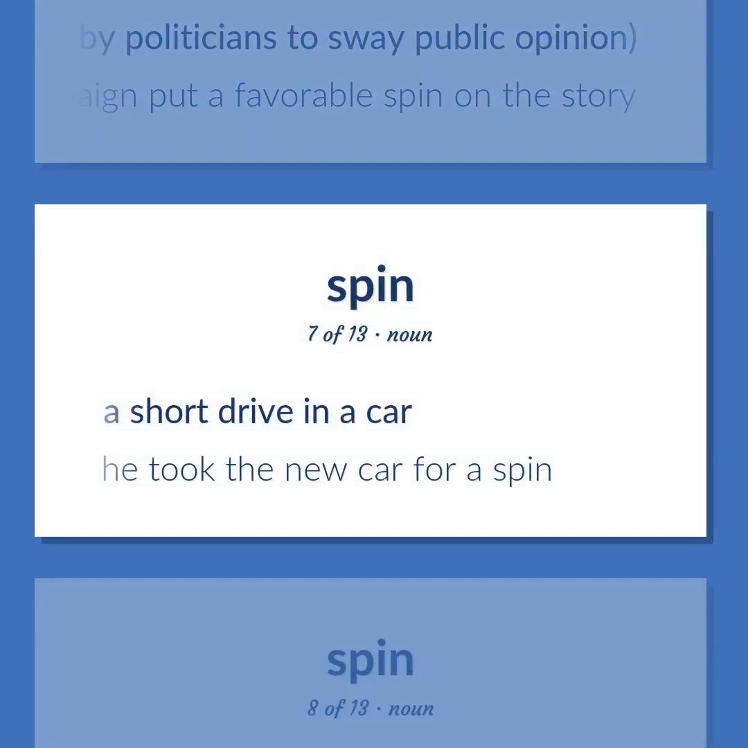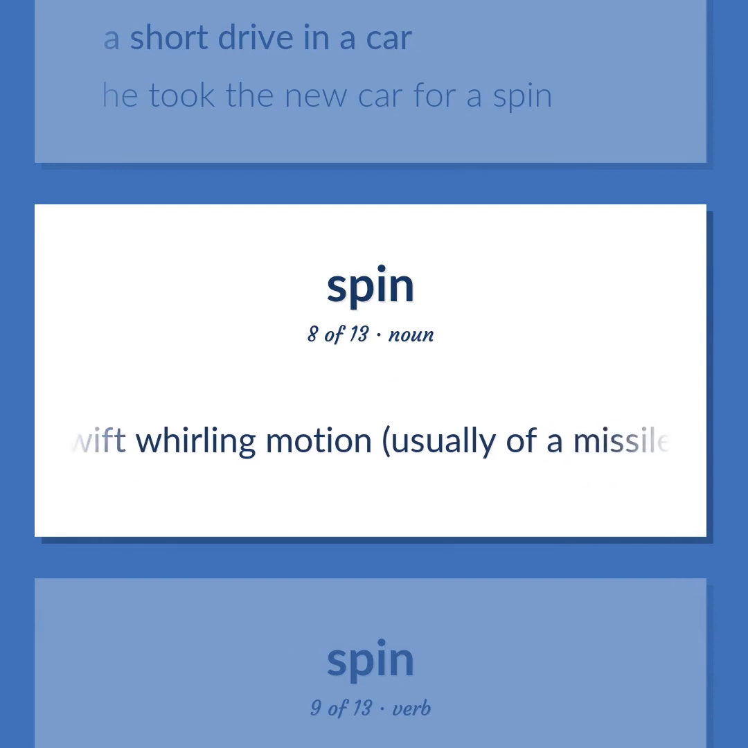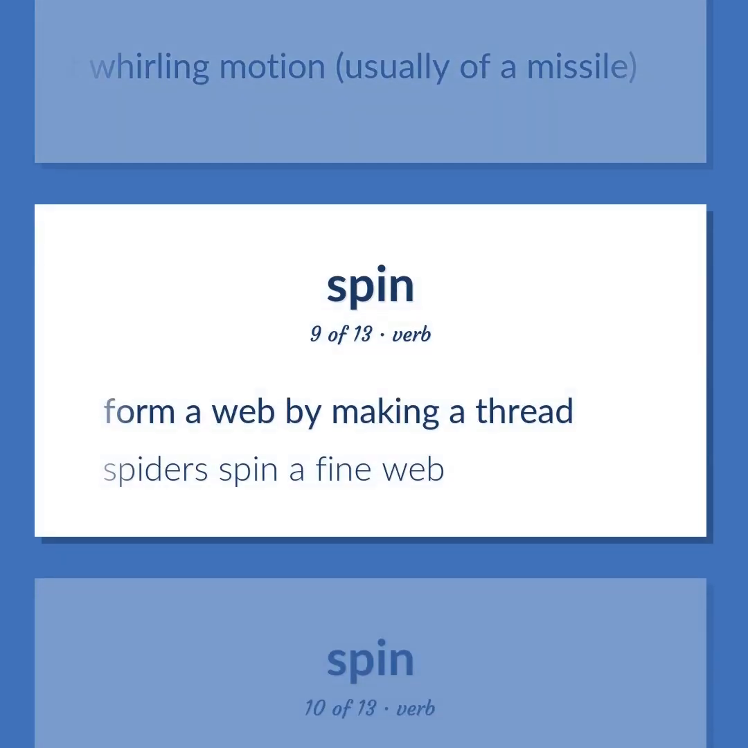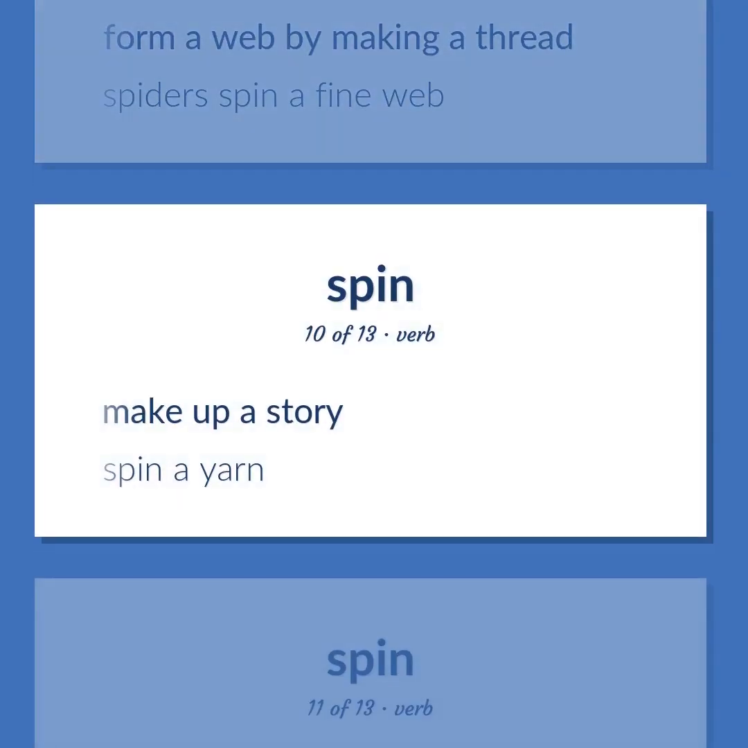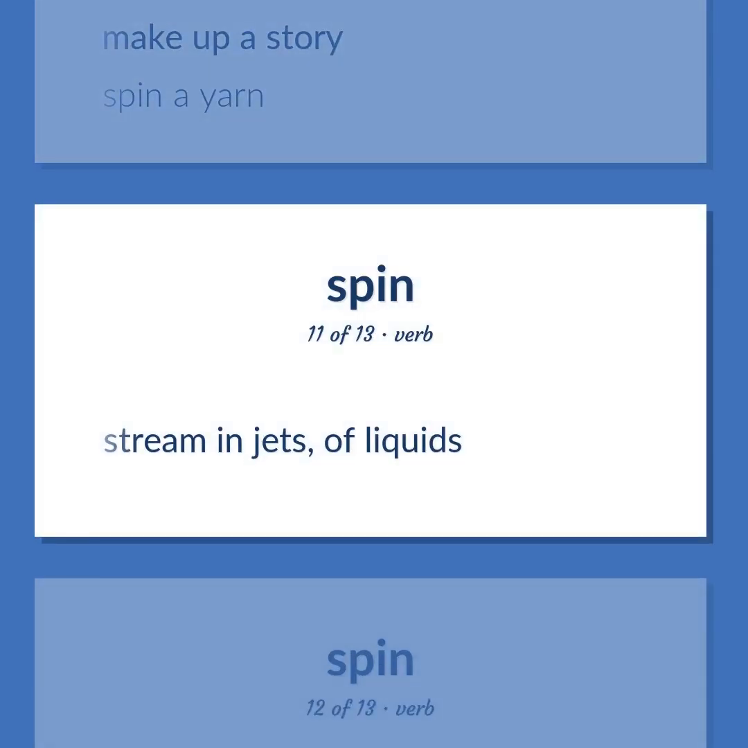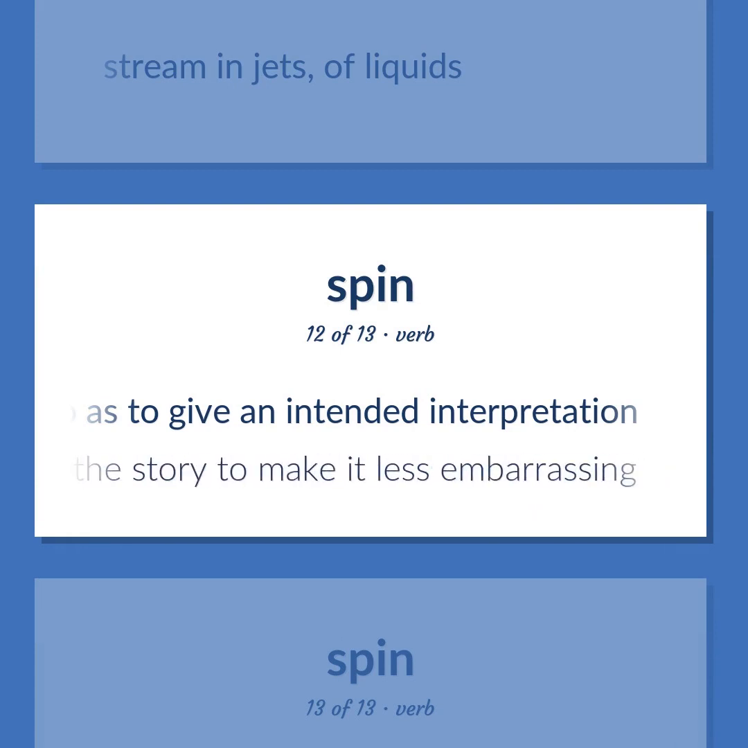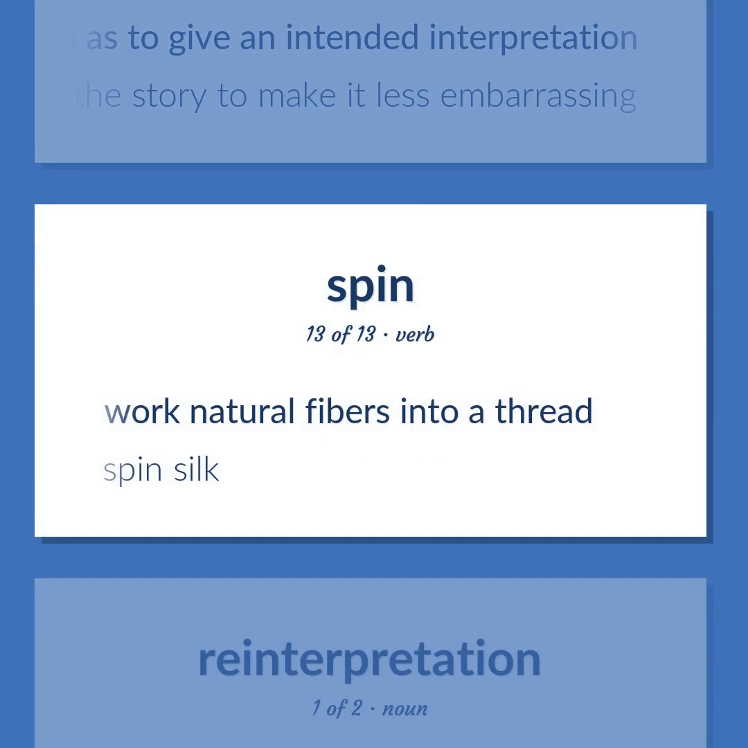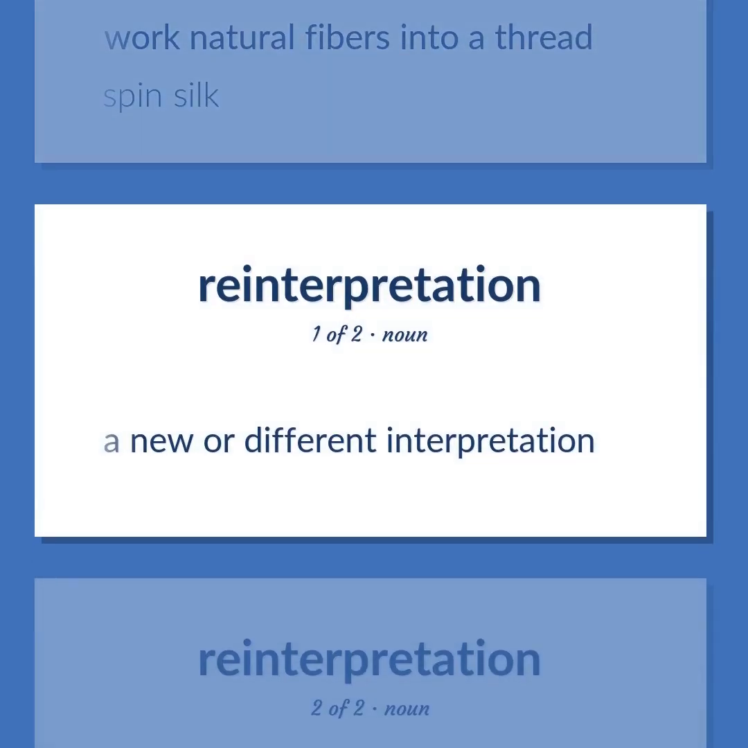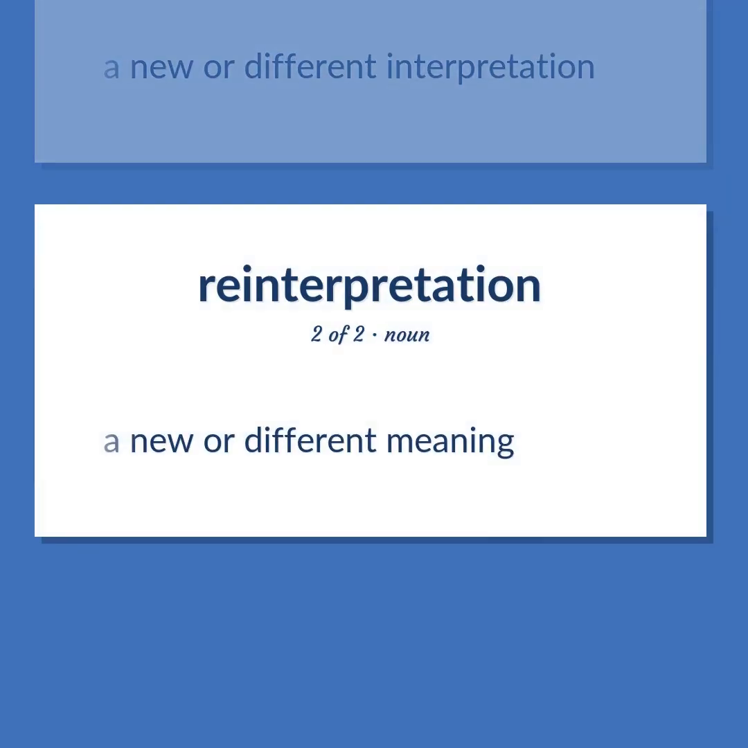A short drive in a car. He took the new car for a spin. A swift whirling motion, usually of a missile. Form a web by making a thread. Spiders spin a fine web. Make up a story. Spin a yarn. Stream in jets, of liquids. Twist and turn so as to give an intended interpretation. The president's spokesman had to spin the story to make it less embarrassing. Work natural fibers into a thread. Spin silk. A new or different interpretation. A new or different meaning.